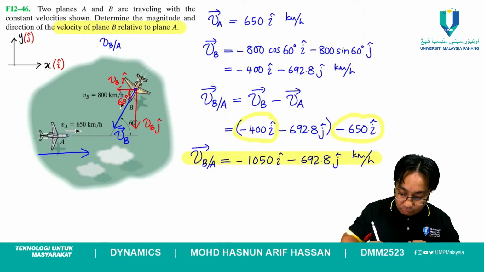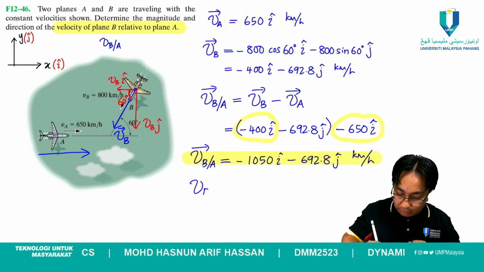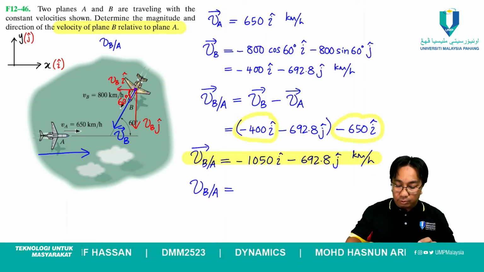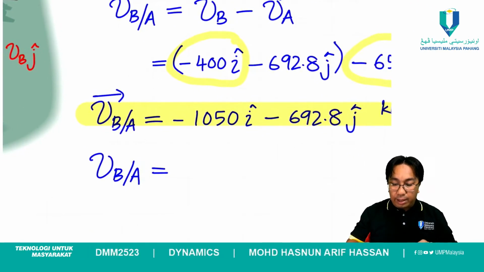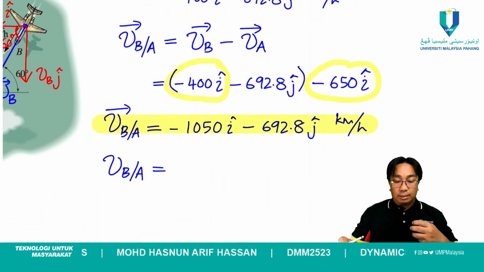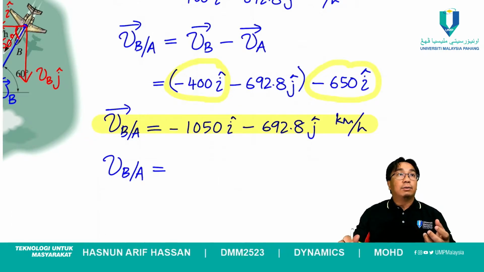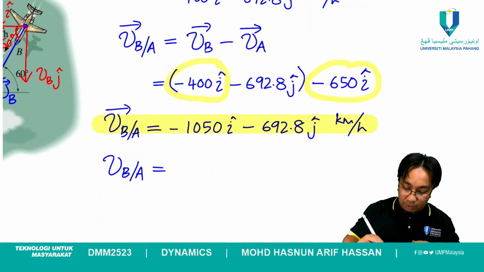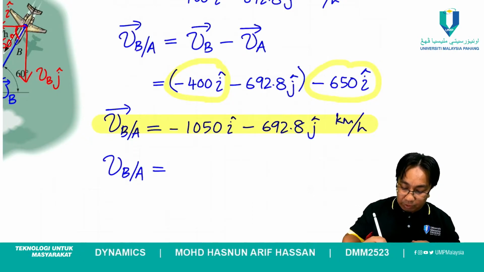So VB/A, when you calculate the magnitude, it is no longer a vector. If you look here, it no longer has an arrow on top, because it is not a vector anymore. It is a scalar quantity. When you calculate the magnitude, it will just become VB/A.